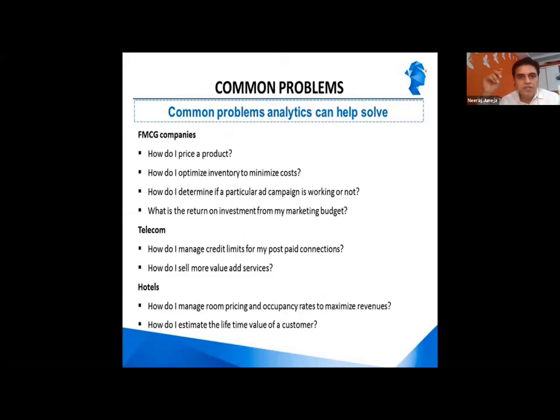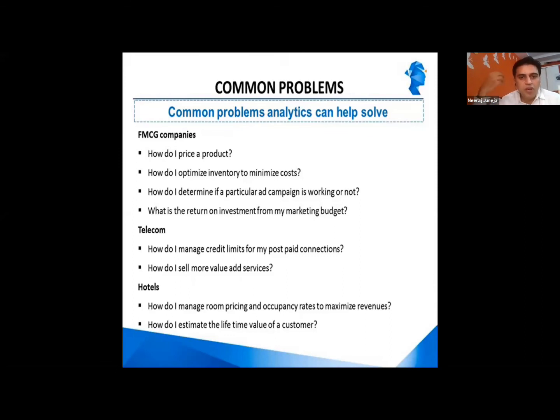Some FMCG companies: how do I price my product so that it stays competitive in the market of fast moving consumer goods? How do I optimize inventory to minimize the costs? Again, how do I determine if a particular ad campaign is working or not, right? I might have launched an ad campaign which might not be working in a particular area, but might be useful in a different area, right? That also is one of the key aspects, right? After launching an ad campaign, what is the return on investment, ROI, from my marketing budget? Whatever I have fixed in my marketing budget, is it going to be effective? Is it going to give me something on my investment? That also needs to be decided.